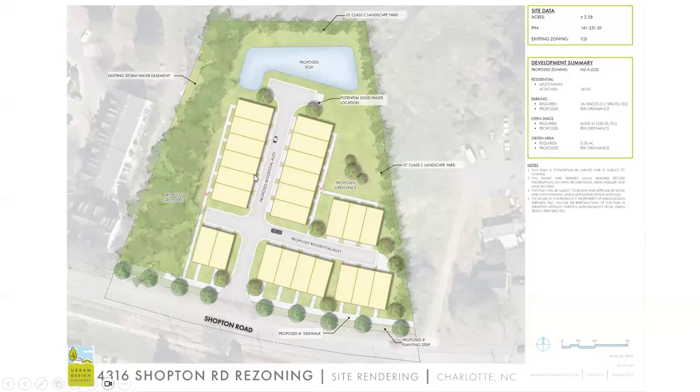We have 6 buildings on site with a variety of numbers. So this building at the bottom left-hand corner at Shopton Road is a 2-unit building. To the east, we have a 4-unit building, followed by 2 triplex buildings at the eastern portion of the site. And then we have these larger buildings, which are 6-unit buildings.